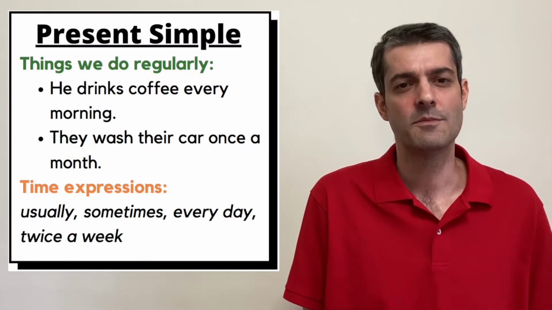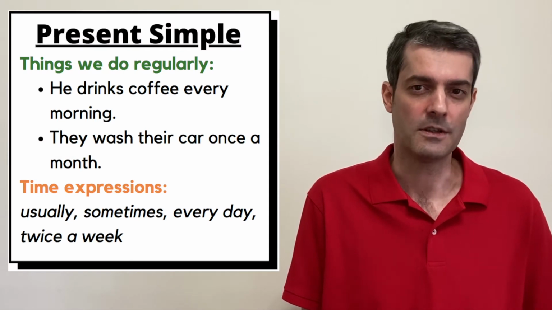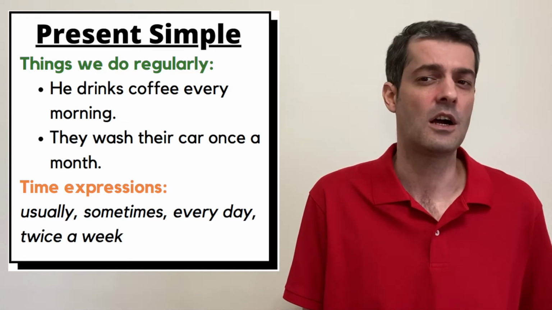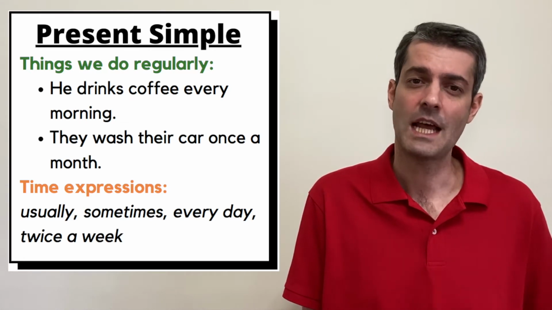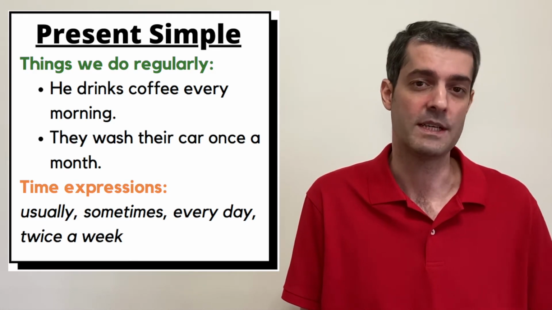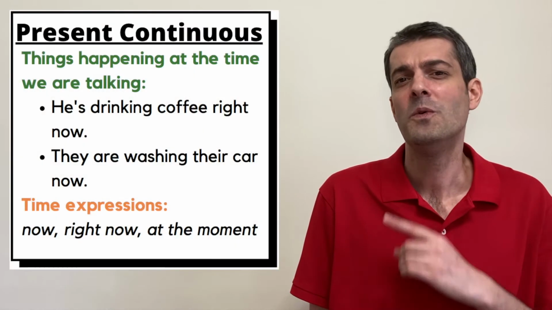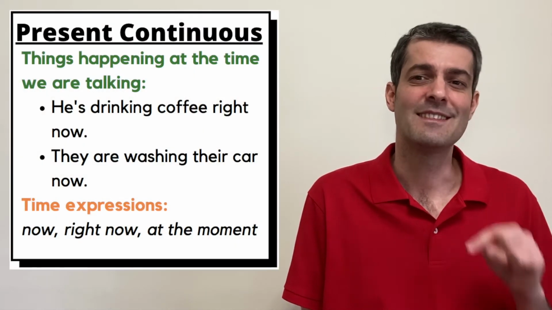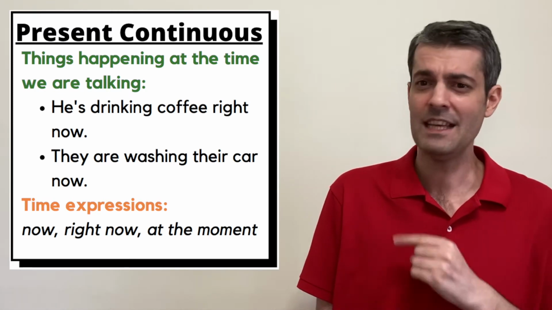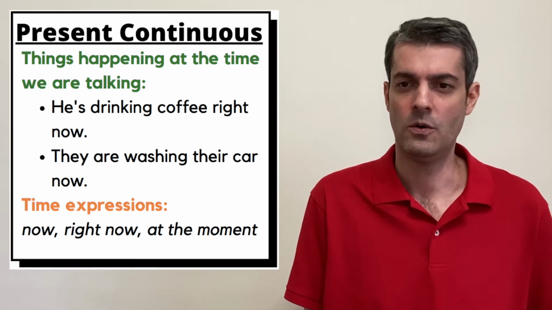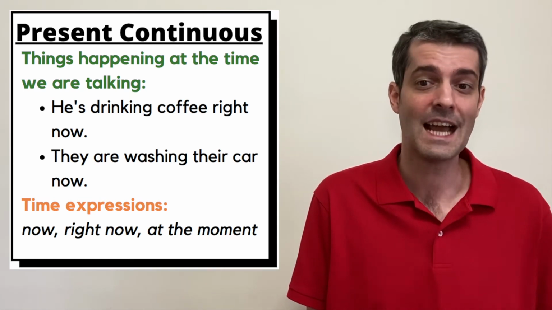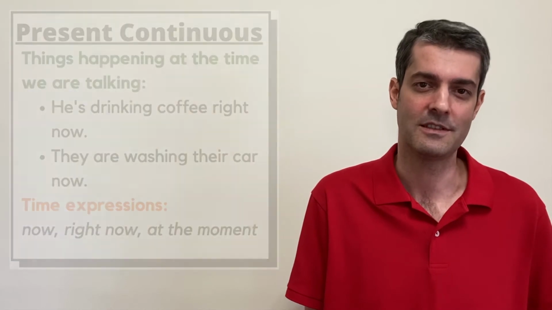We use the present simple tense to talk about things we do regularly, like he drinks coffee every morning and they wash their car once a month. Some time expressions include usually, sometimes, every day, and twice a week. We use the present continuous tense to talk about things happening at the time we are talking, such as he is drinking coffee right now, or they are washing their car now. Time expressions include now, right now, and at the moment.